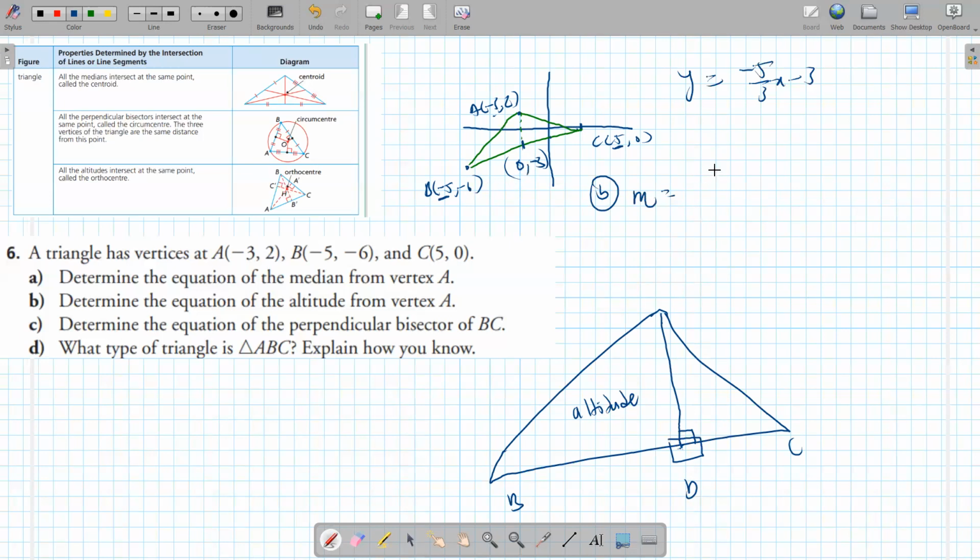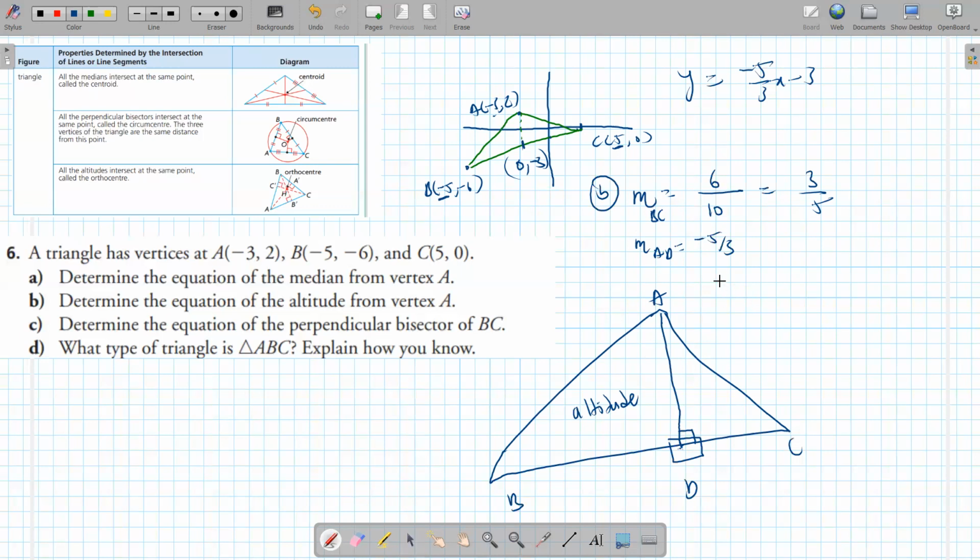Rise is going to be 6 units. Run is going to be 10 units. So the slope is 3 over 5. How are the slopes of BC and AD related? The lines are perpendicular. That means the slope of AD is going to be, what's a negative reciprocal of 3 over 5? Negative 5 over 3, right?